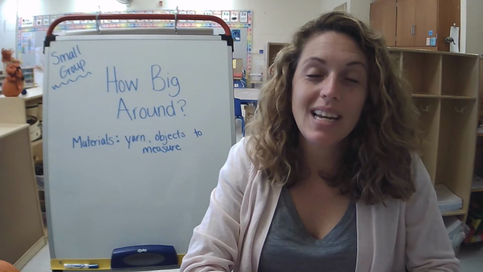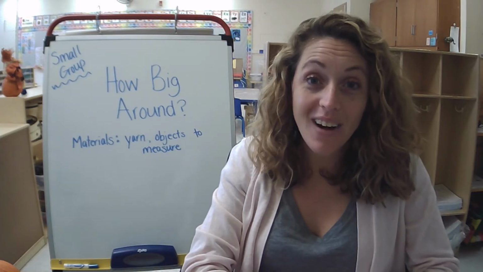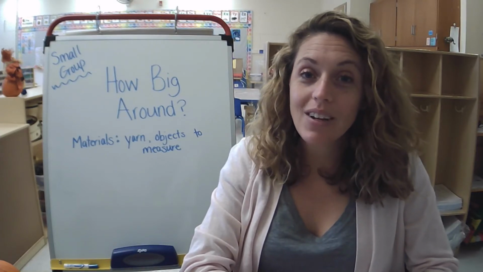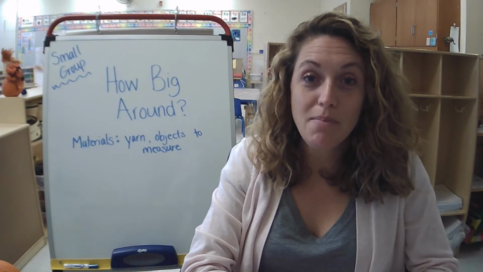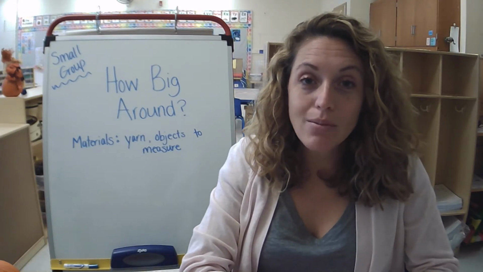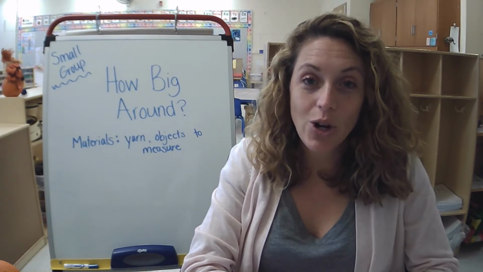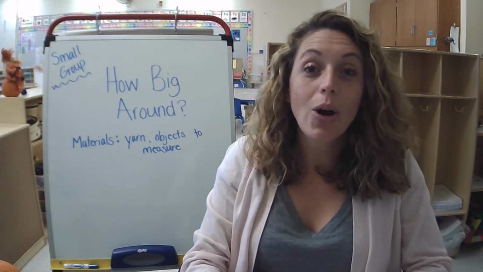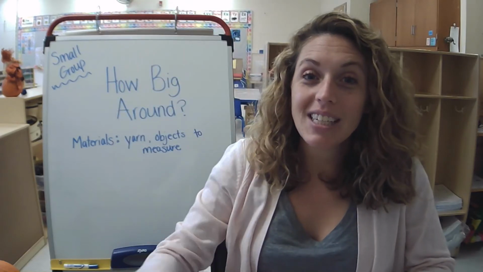Our small group today is called How Big Around? And for this activity, you're going to need some things to measure. So find some objects in your house that you would like to measure, and we're going to use our yarn to measure it. So go in your supply bag and find all your pieces of yarn. It's time for us to get started.